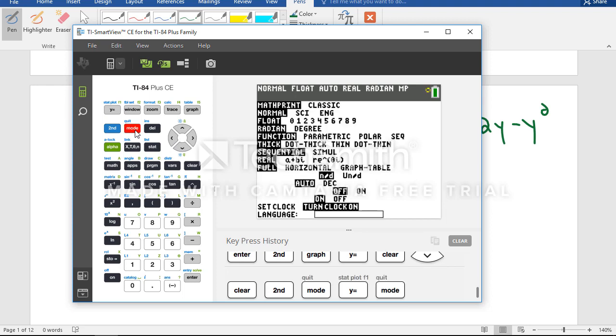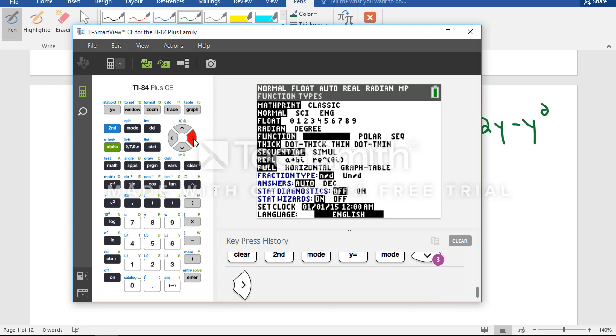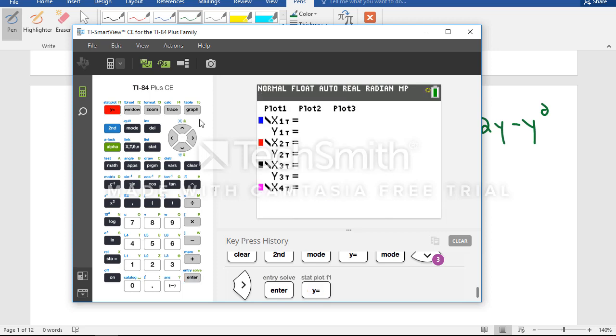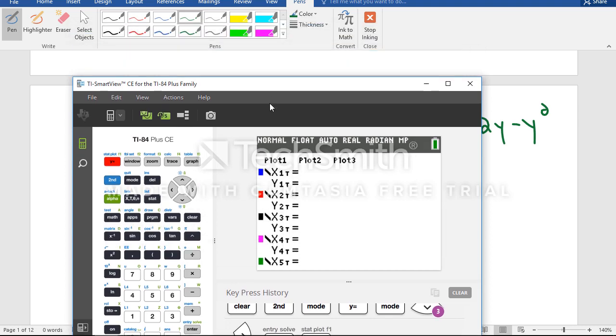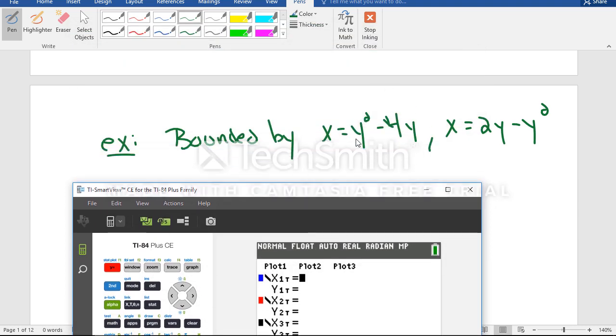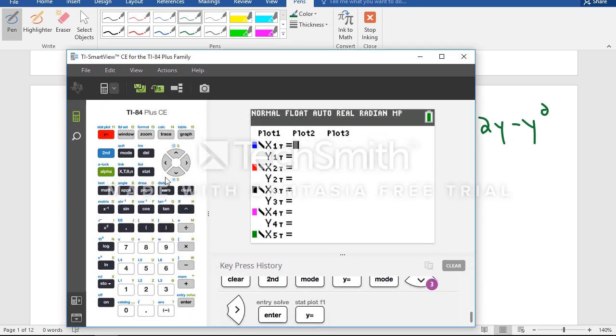So I'm going to hit my mode key, and I am going to arrow down here. Notice we're in function mode. What I'm going to do is switch to parametric mode. And when I do that and I hit the y equals key, you can see I now have groupings of equations. Right? And so here's the short workaround. Notice in this form, the y is like the independent variable, right? And the x is dependent upon the y. So I'm going to let y be the independent variable.